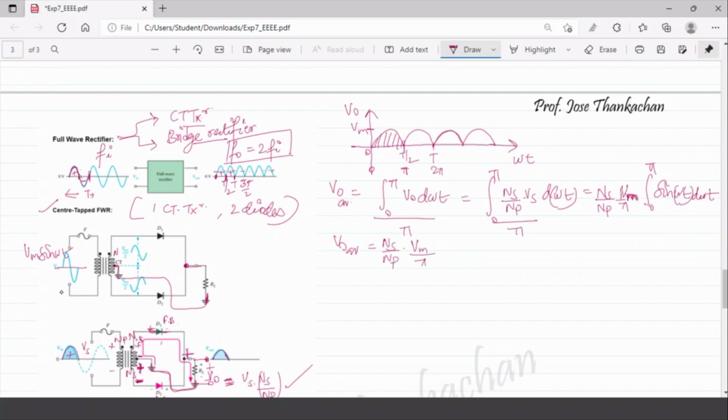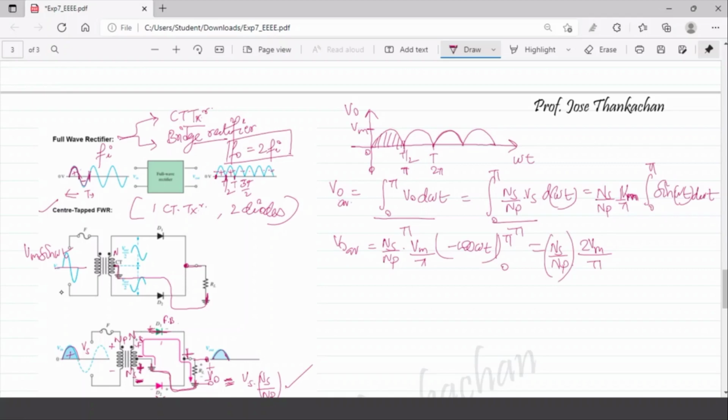Integration of sin omega t is minus cos omega t. The limit is from 0 to pi. To apply this, you will get 0 minus minus 1, so this is 2. So you will get 2 times Vm divided by pi times Ns divided by Np. Now this is the transformation ratio.